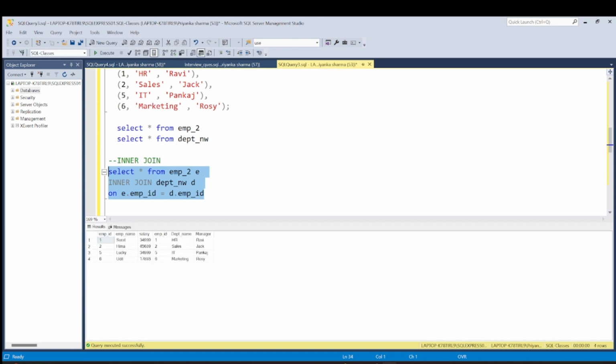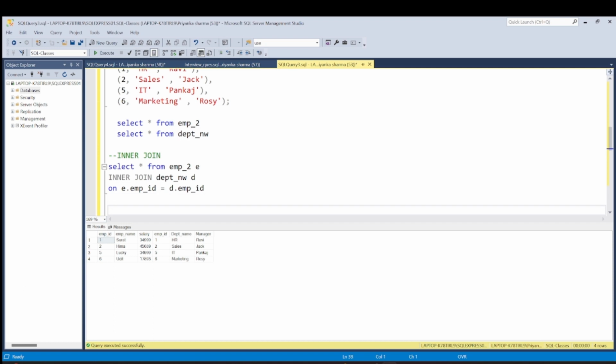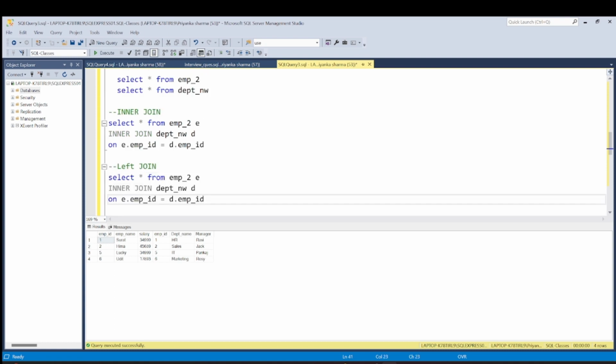Okay, let's see. This is what we got. We got 1, 2, 5 and 6. 3 and 4 were not even added here because they were not common. Okay, now I would simply copy this and write here left join, and let's just get the left join.